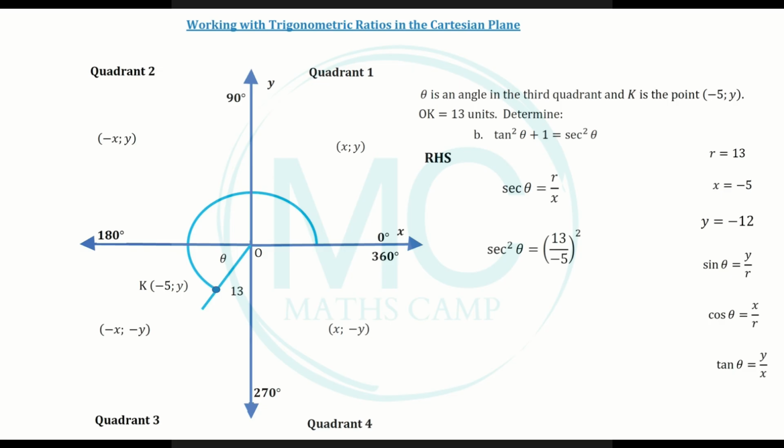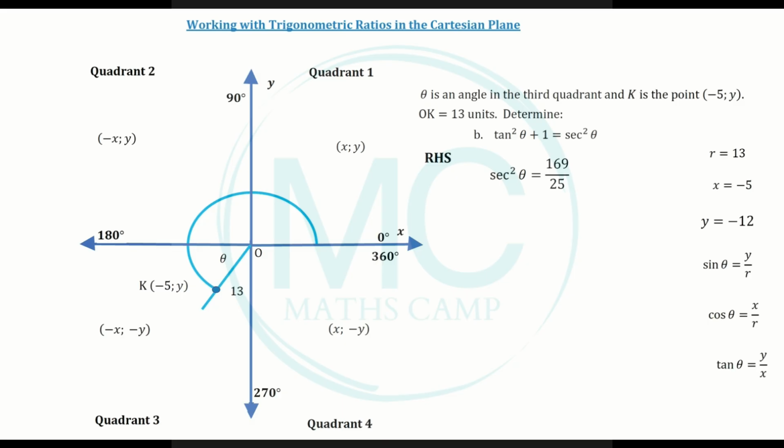Now we can simplify. 13 squared gives us 169 over -5 squared, which is 25. This is the value of sec squared theta. It is also the value of the right-hand side of the equation. So let's make some space. And under RHS, we can write sec squared theta is equal to 169 over 25.